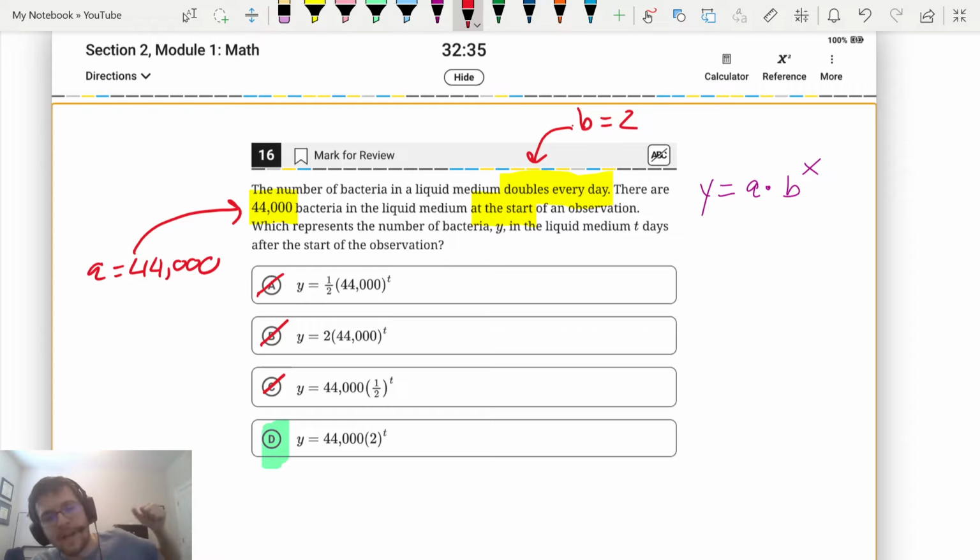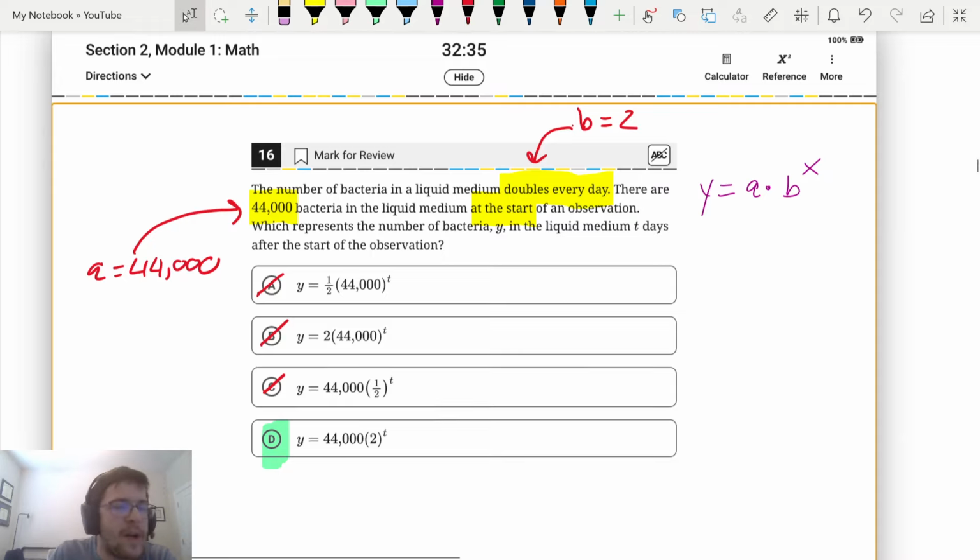So remember, a is your starting amount, and b is how much your y values are getting multiplied by. When it says doubles, that means b is equal to 2. When it says triples, that means b is equal to 3. It could also be a percent multiplier, but let's not get into that right now.